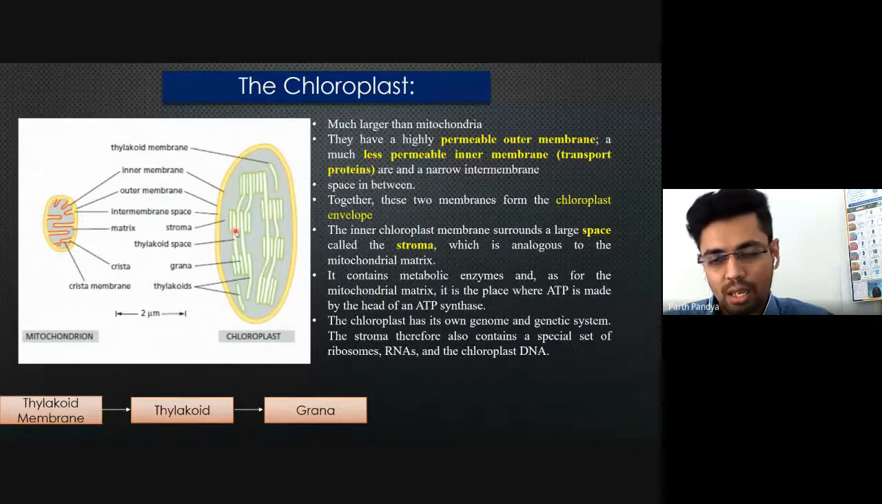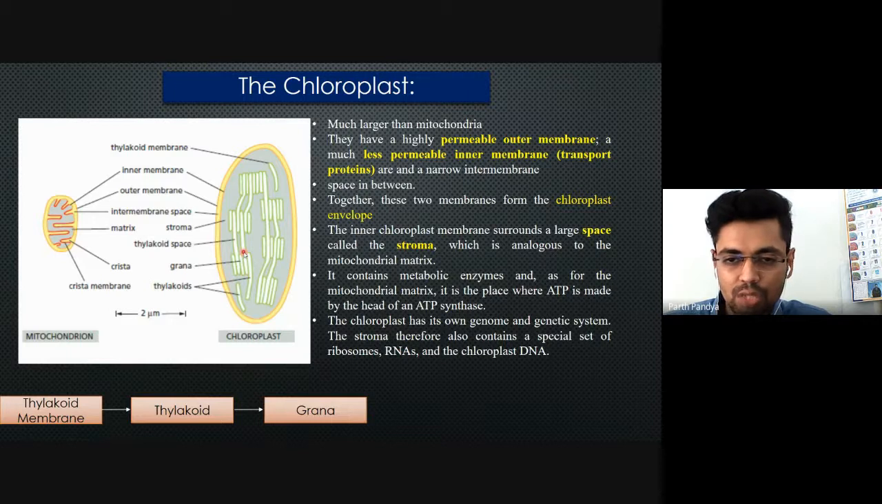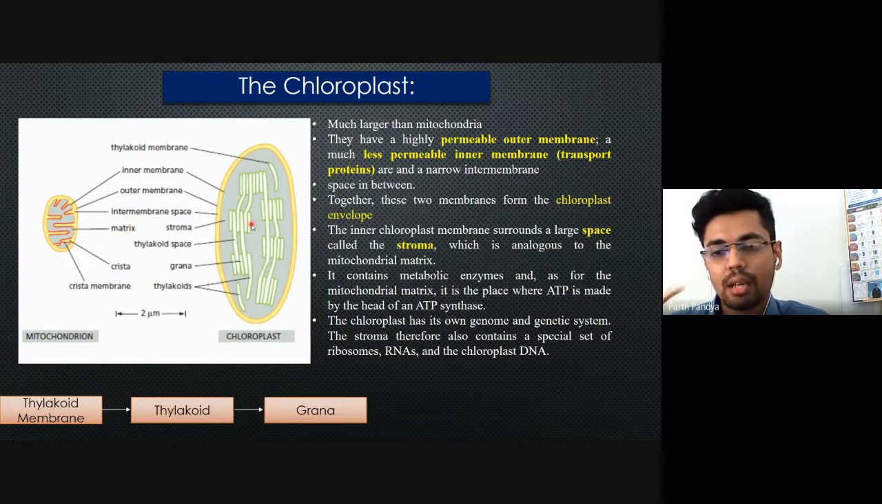So chloroplast, as mitochondria has its own circular DNA, chloroplast also has its own circular DNA, and that is eventually leading to the generation of its own protein machinery. So in the chloroplast, you can see the green line structures. This green outer part is the thylakoid membrane. That thylakoid membrane encapsulates thylakoids, and there are stack-like structures which are called grana.